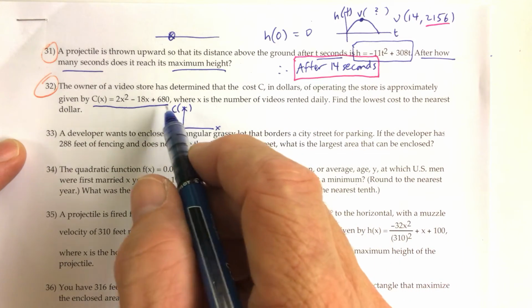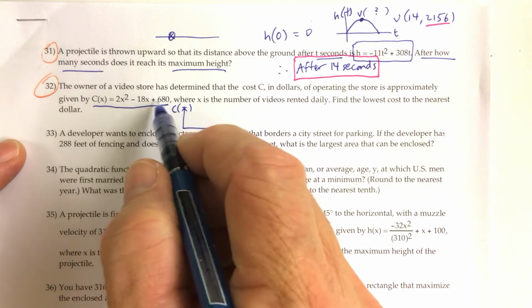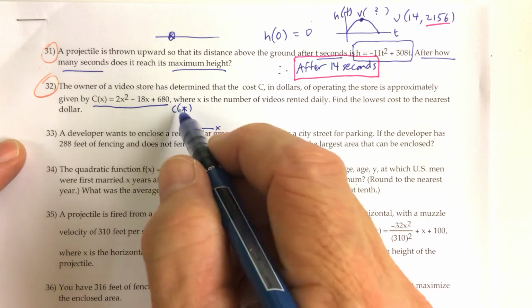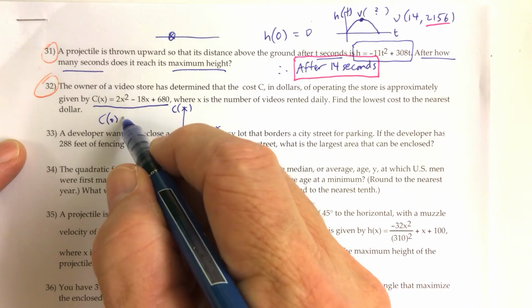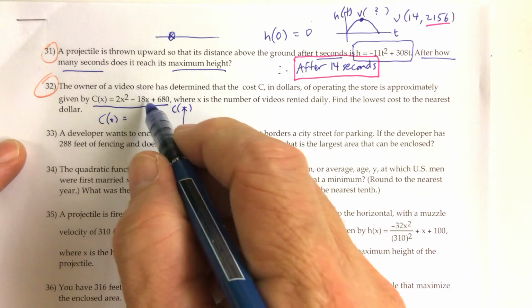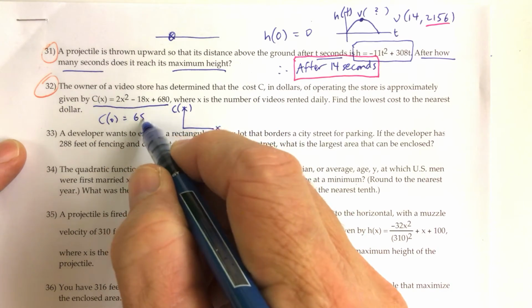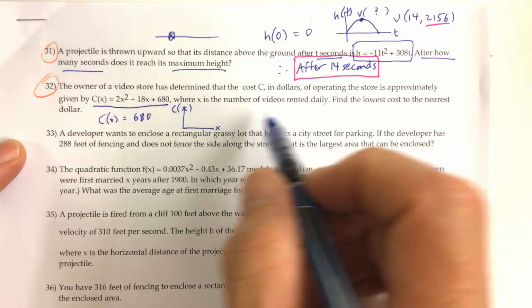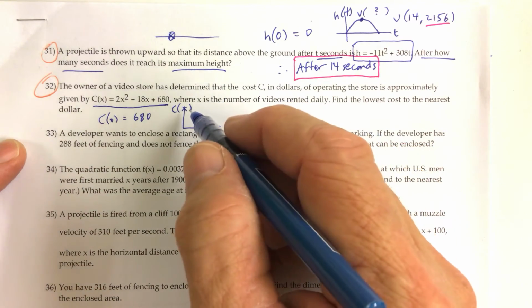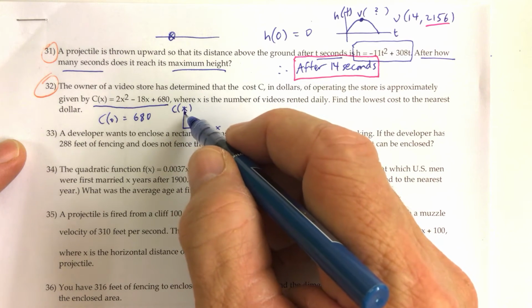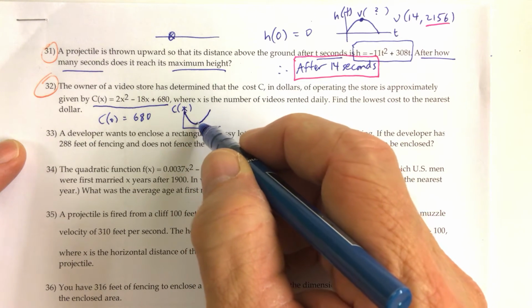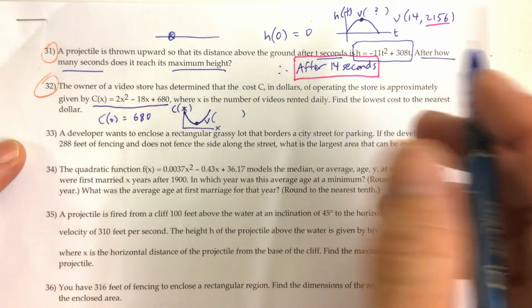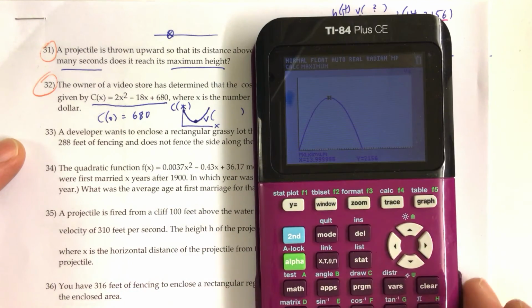Anyway, the cost for the owner of operating the store, of renting no videos, would be replace x with 0, and then you get 680. So it would be the daily cost. We would know that it starts up here at 680, and then it would dip down here somewhere, and then it would go back up. It's asking for a minimum. That's also going to happen at the vertex, like in the last problem. Let's figure out where that vertex is.